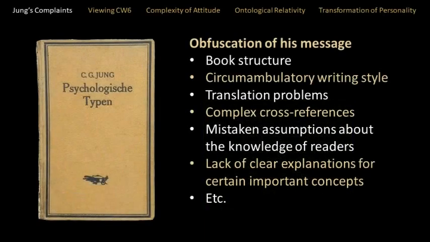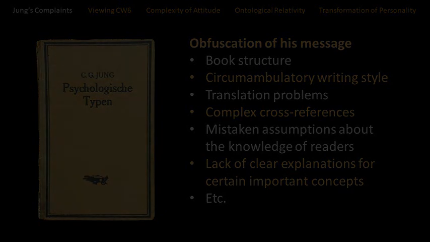There were several other things that made the book difficult to read, including Jung's circumambulatory writing style, translation issues, complex cross-references, mistaken assumptions about the knowledge of readers, lack of clear explanations for certain important concepts, and so on. If we want to understand the messages in the book that Jung claimed were overlooked, then we have to look at it in a certain way. To help understand that perspective, I'm going to draw on the writings of Karl Popper. He was a philosopher of science whose PhD was in psychology.